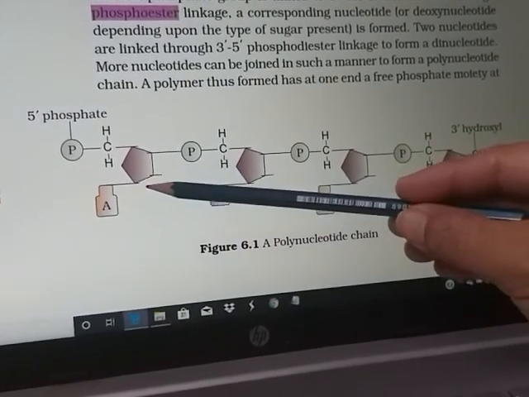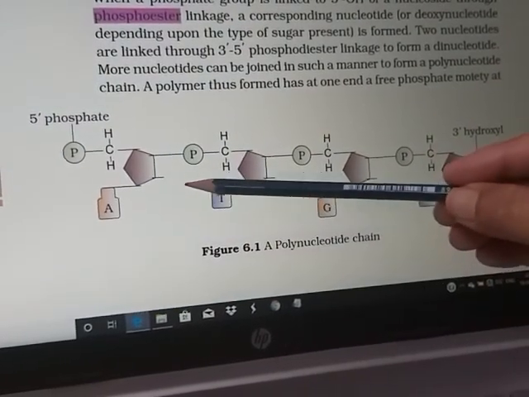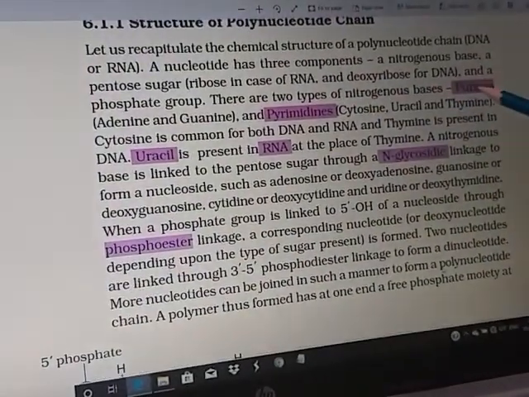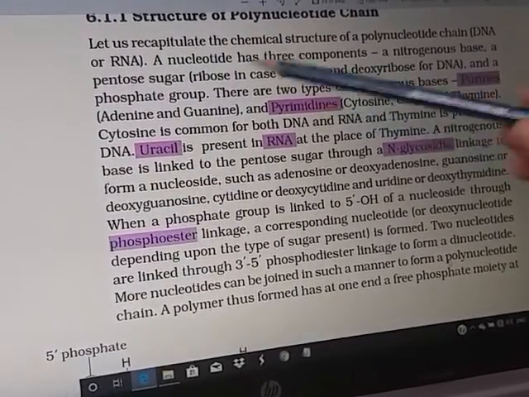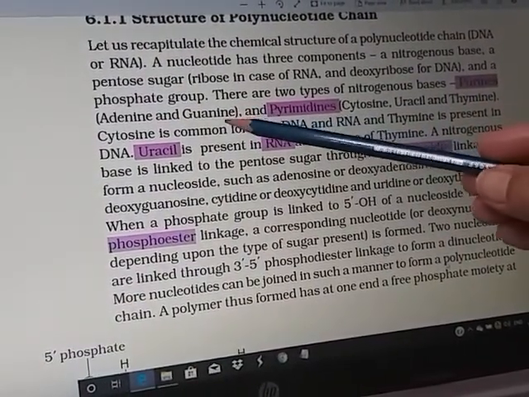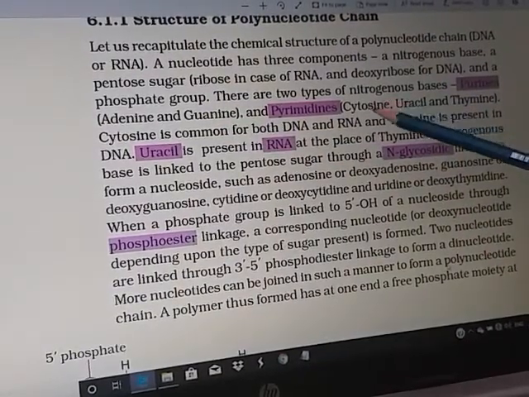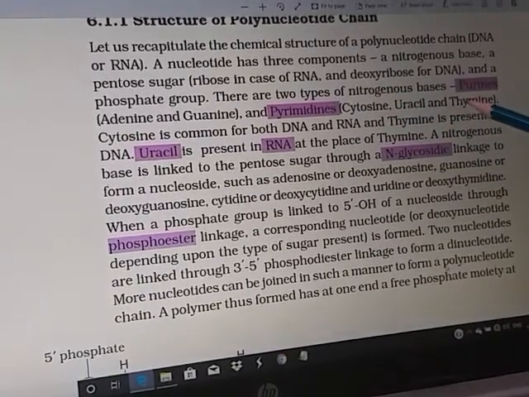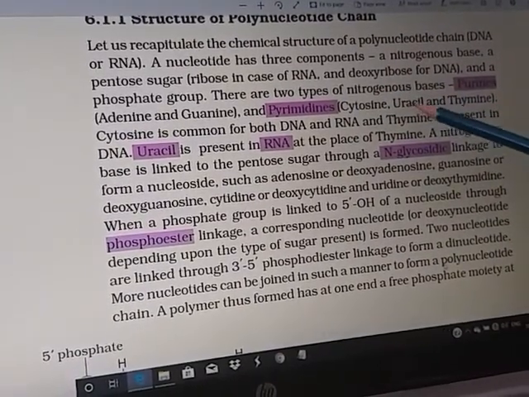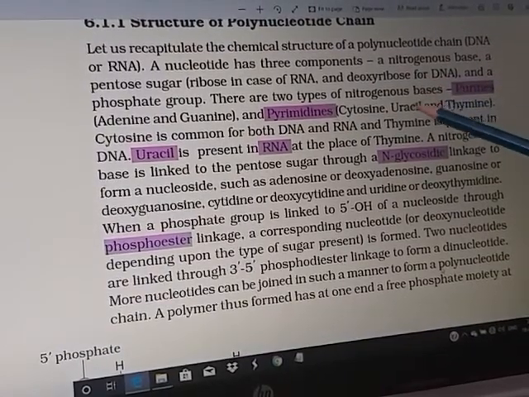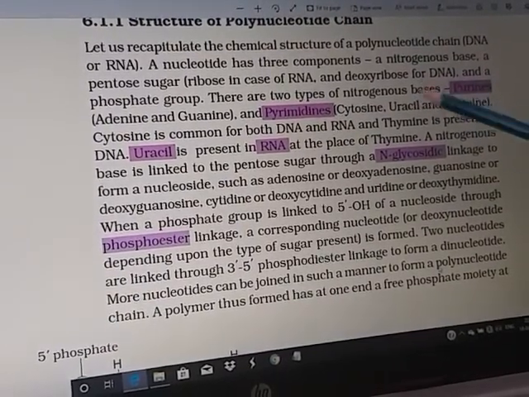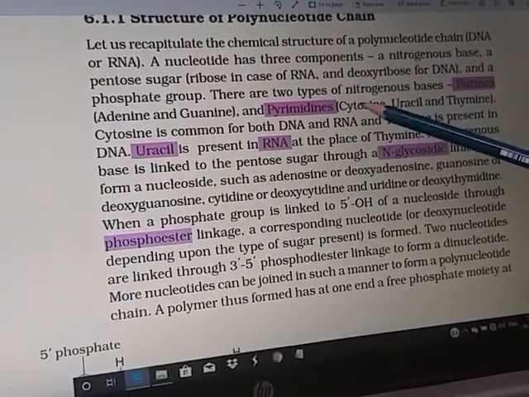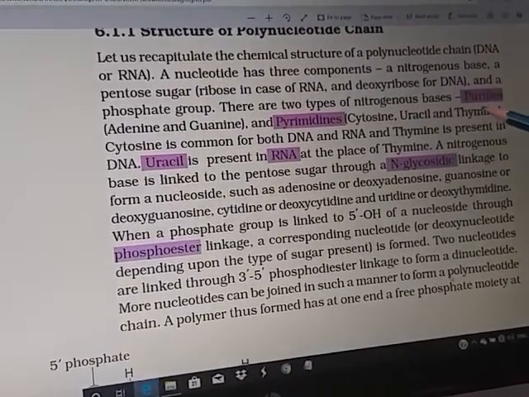Now regarding the nitrogen bases, they are of two types, purines and pyrimidines. Adenine and guanine are the purines. Cytosine and thymine are the pyrimidines. Actually, cytosine and thymine are present in DNA and uracil is exclusively present in RNA. So, in RNA we will have cytosine and uracil and in DNA we will have cytosine and thymine.